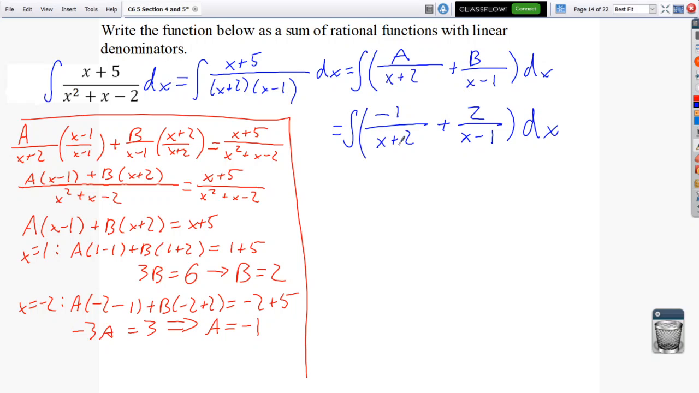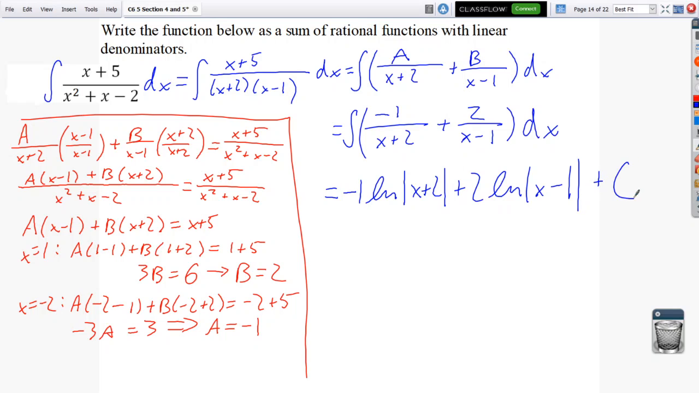So I have a linear factor in my denominator. The antiderivative of a linear factor is going to be ln. And when I look at my ln, there's actually no chain because I just have a coefficient of 1 out here. This is going to be negative 1 ln of the absolute value of x plus 2, plus 2 ln of the absolute value of x minus 1, plus c.